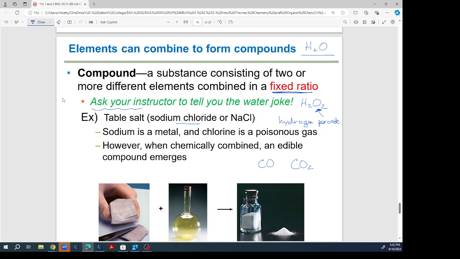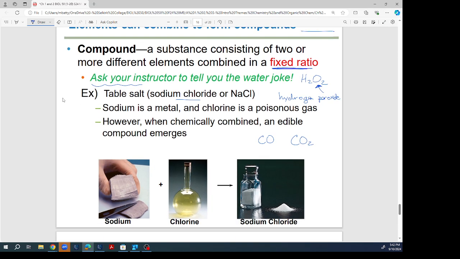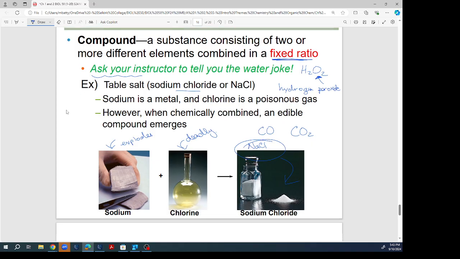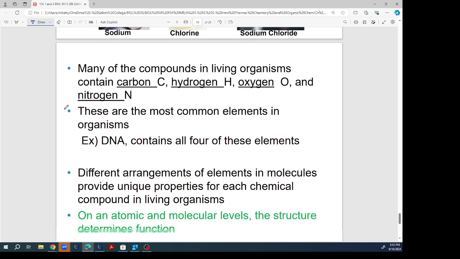The elements that are in table salt are sodium and chlorine. And the whole idea here, if we were to talk about structure and function, is that sodium is a metal that explodes in water, and chlorine is a deadly gas, but chemically combined into NaCl, it's literally something that you can put on your popcorn. You don't get a much better example of how on the atomic level or the chemical level, their form and their function are really, really different. And that's what we're trying to get as the main point here.